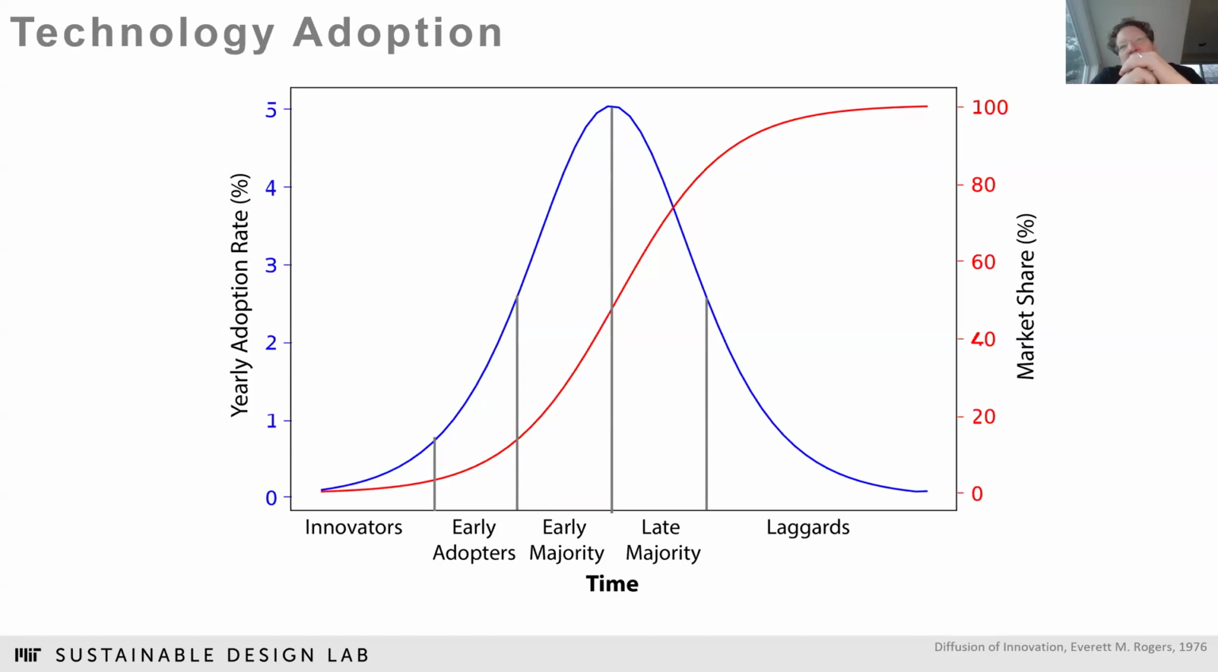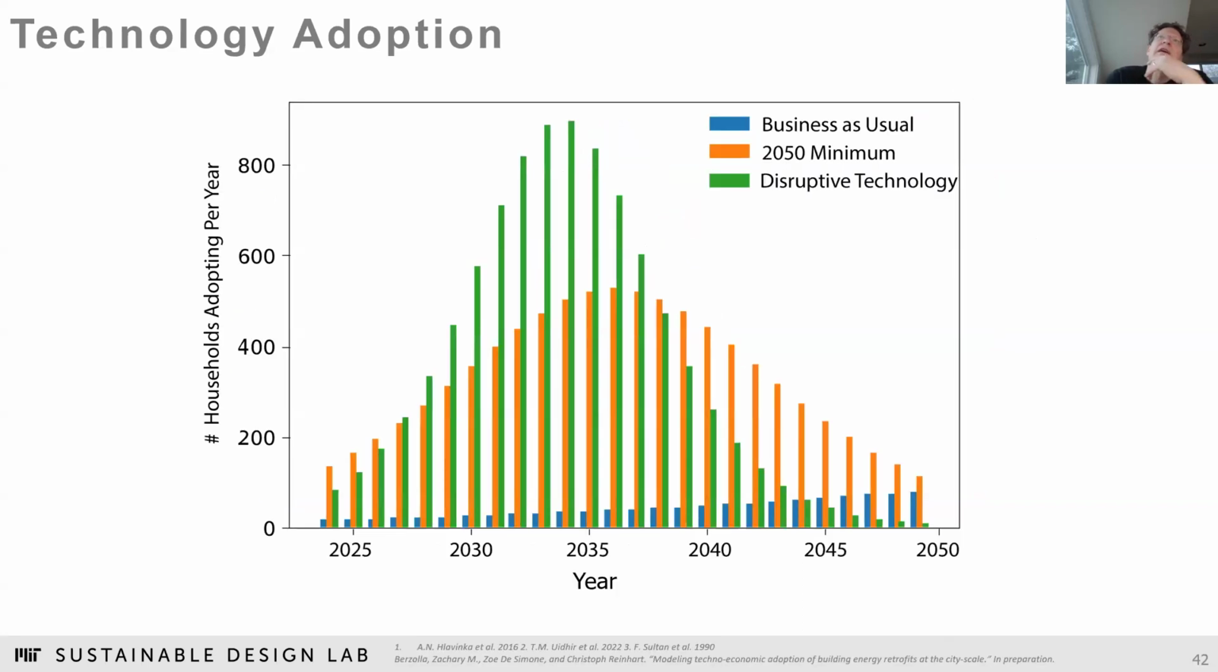The big question mark is, of course, time here. Most technologies or ideas are adopted according to a graph like this, these diffusion curves. But the question is, where are we in the cycle? And when you look at this work from Zach, you see that if I'm following business as usual, which is adoption of heat pumps in the Pacific Northwest in the US, then we are at the very beginning.